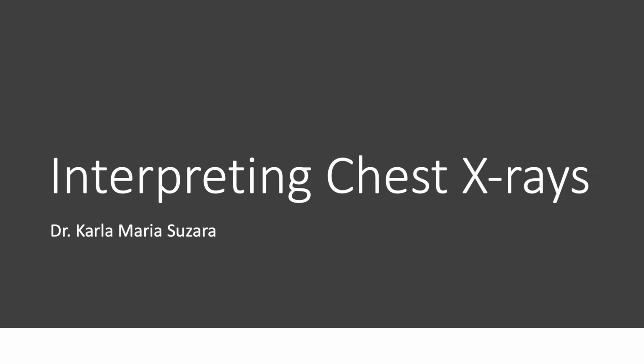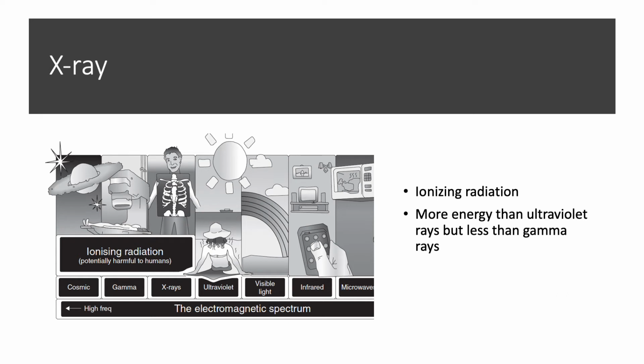Interpreting chest X-rays. What are X-rays? X-rays are a form of ionizing radiation. They are part of the electromagnetic spectrum and have sufficient energy to cause ionization. They contain more energy than ultraviolet waves, but less energy than gamma rays.